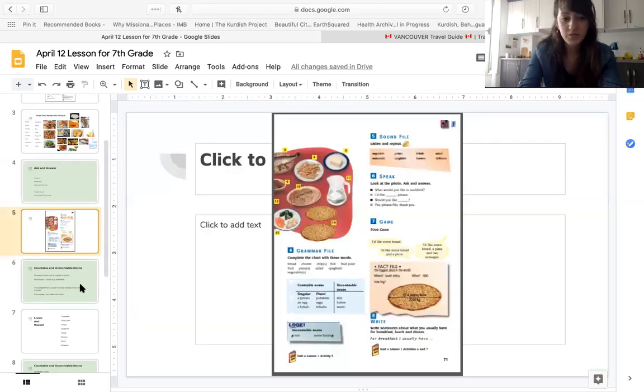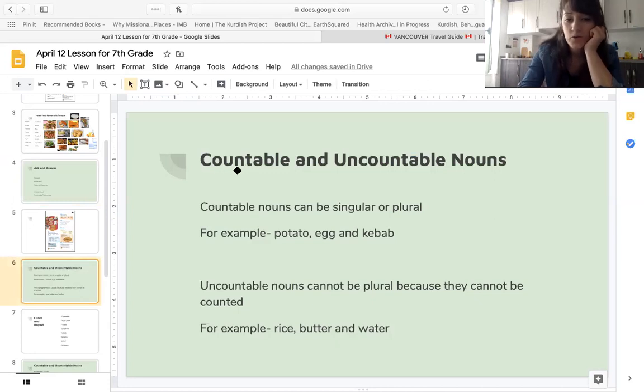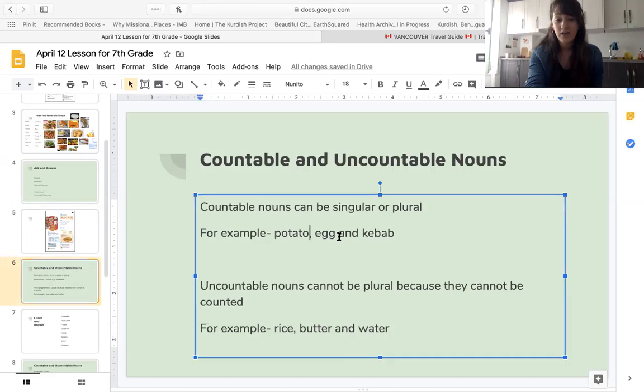On page 71, it talks about countable and uncountable nouns. Countable nouns might be one or they might be more than one. Countable nouns are things that we can count. I can count potatoes. I can count eggs. I can count kebabs. I know I can count them because if I see them in front of me, I can pick them up and count them. 3 eggs, 5 kebabs, 2 potatoes, okay?